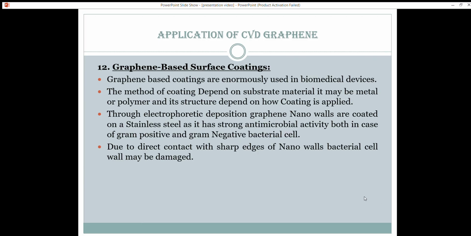Next, we will see the graphene-based application in surface coatings. Graphene-based surface coatings are enormously used in biomedical devices. The method of coating depends on the substrate material, which may be metal or a polymer, and the structure depends on how the coating is applied. Through electrophoretic deposition, graphene nanowalls are coated on stainless steel as it has strong antimicrobial activity, both in the case of gram-positive and gram-negative bacterial cells. Due to direct contact with the sharp edges of the nanowalls, the bacterial cell wall may be damaged. So this is how graphene is used in surface-based coatings.